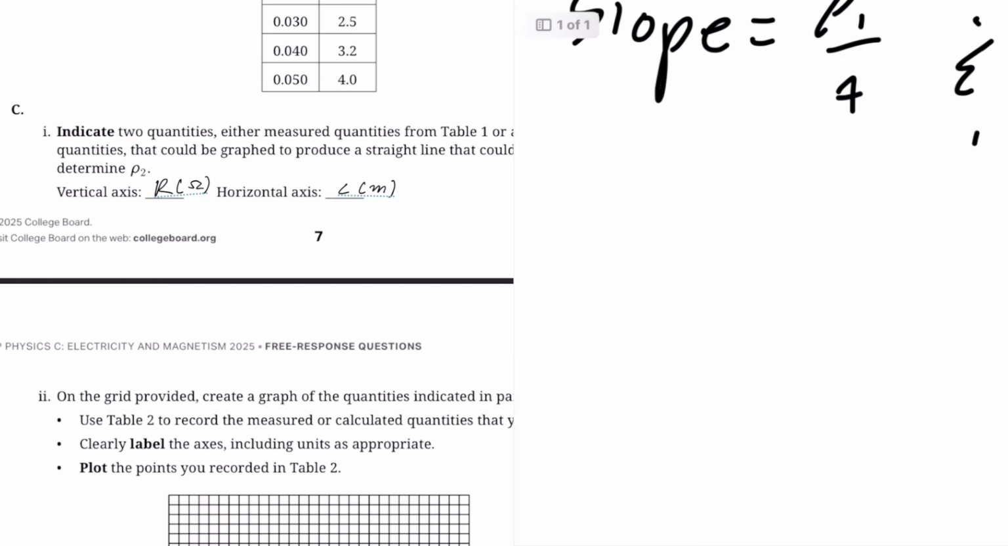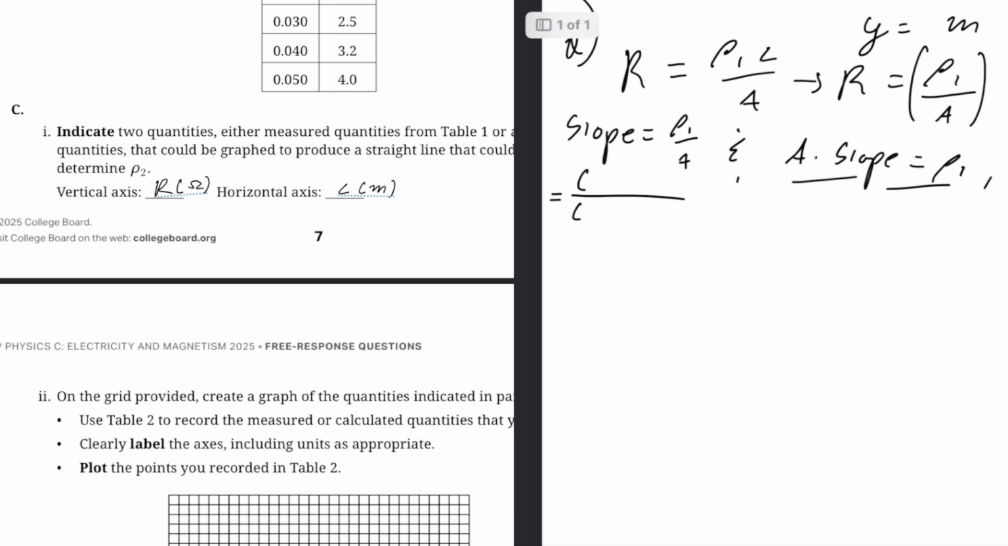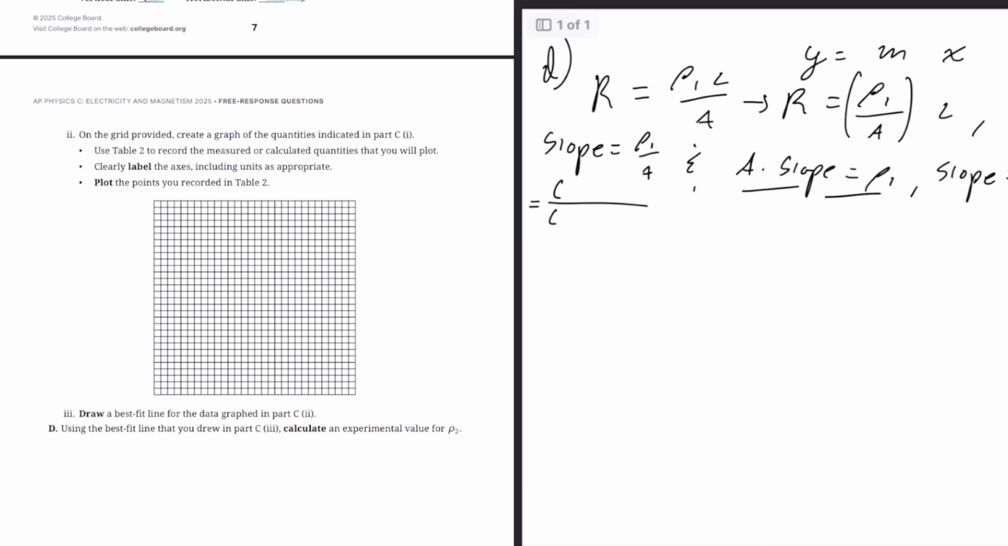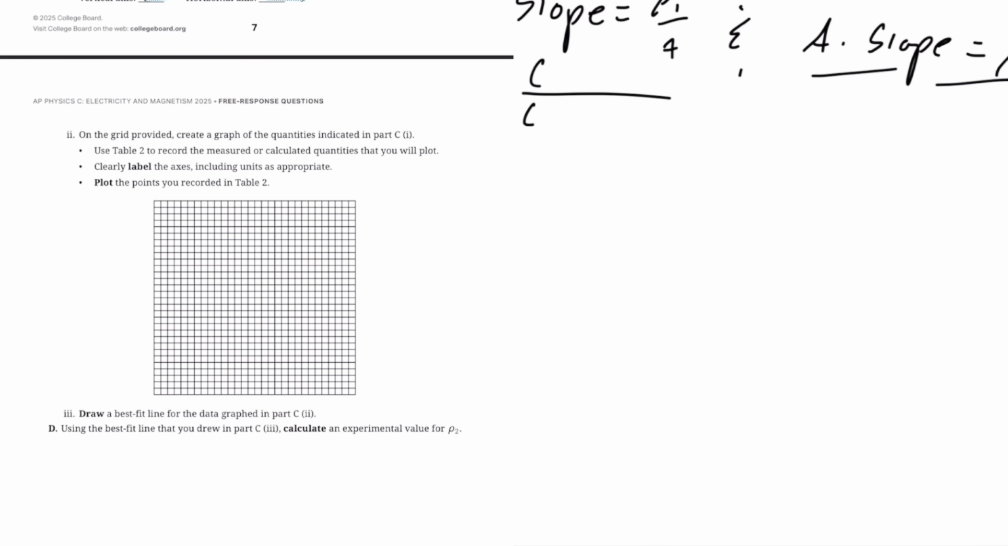And now when I write delta R over delta L, I'll pull points from my graph in order to find the slope. So now we're going to actually have to graph, which is the part I don't like. It's going to say on the grid provided. And if I went through this too quickly, please just let me know. But I hope it made sense. So on the grid provided, create a graph of the quantities indicated in part C I. Use table 2 to measure.